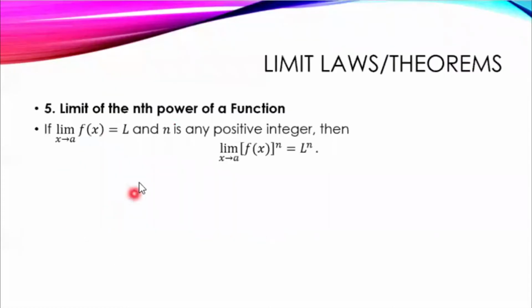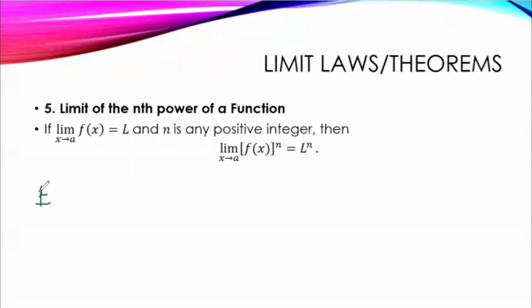So this is our fifth limit theorem. This is the limit of the nth power of a function. It states that if the limit of f of x as x approaches a is equal to L, and n is any positive integer, then if we are asked to find the limit of the nth power of the function as x approaches a, all we have to do is get the limit, which is L, then raise it to the exponent n. Okay?